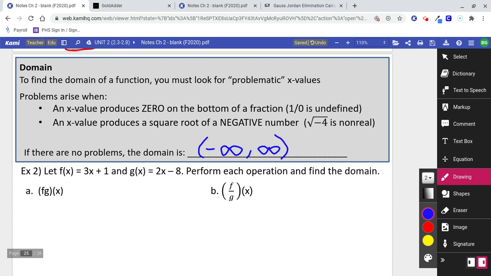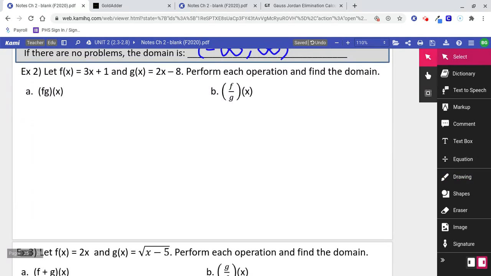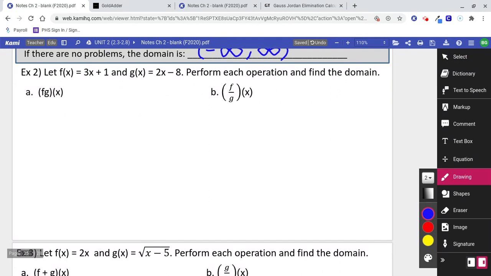So example 2, let f of x equal 3x plus 1 and g of x equal 2x minus 8. We're going to do the same thing, I guess, but this time we have variables. So that first problem says to multiply. You're going to multiply f of x times g of x, or 3x plus 1 times 2x minus 8.